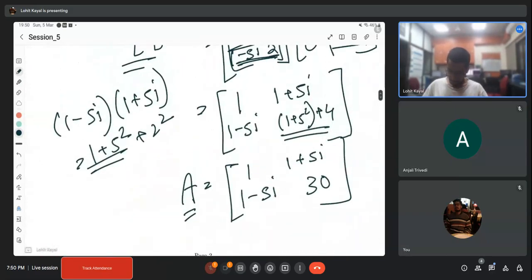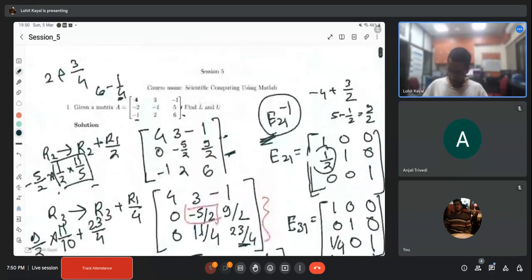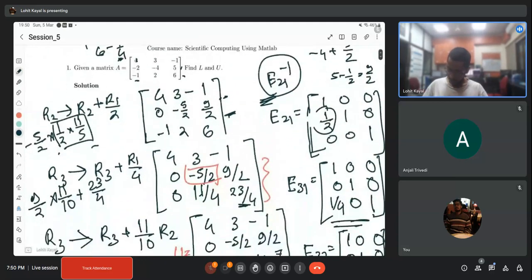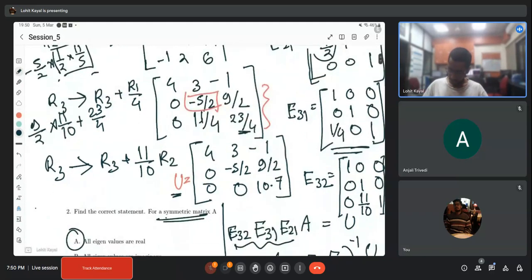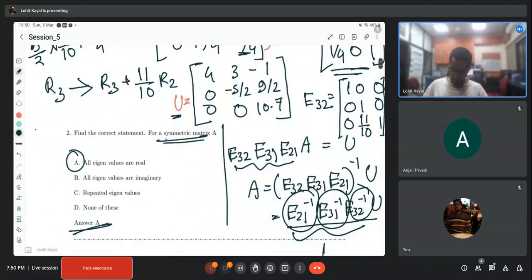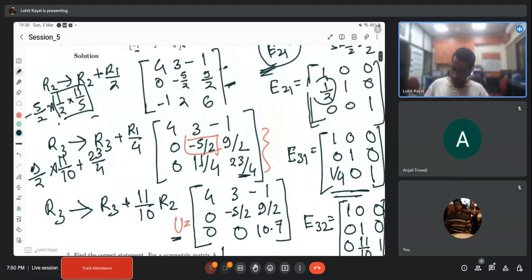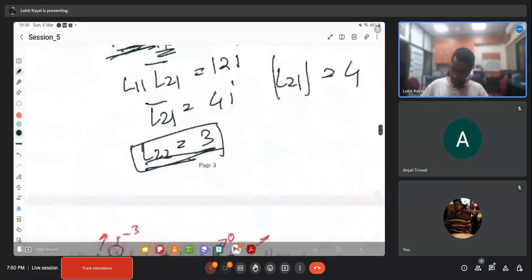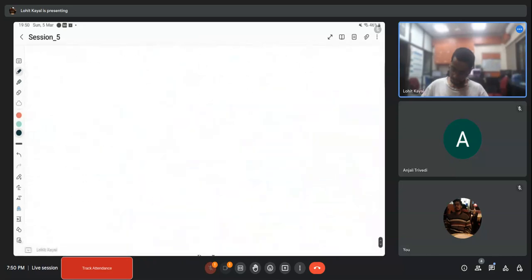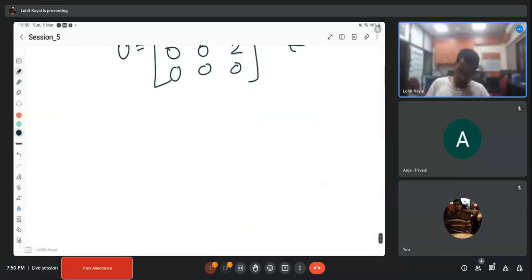All right. So I need to take this E21, E31, and E32 matrix, and I need to multiply them. So what is the E21 matrix? E21. So this is question one continued.